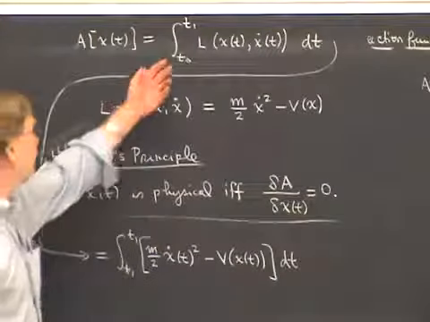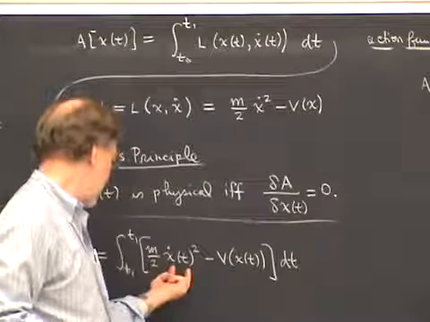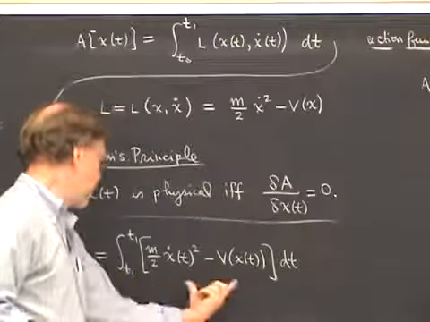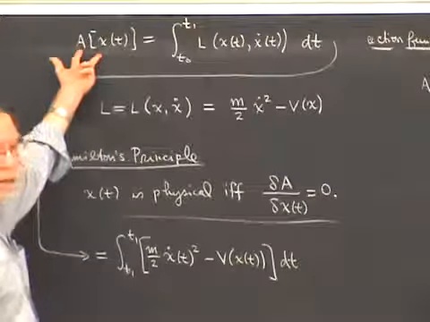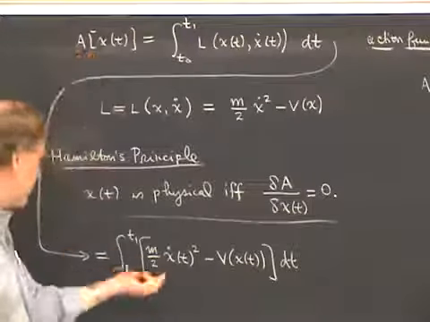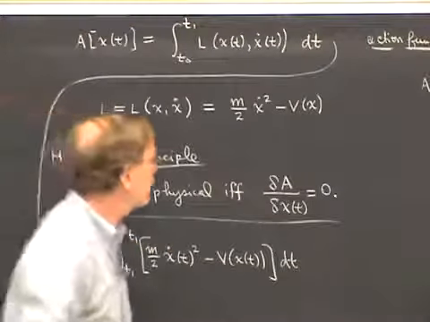We just take our path x of t, we differentiate it, get an x dot, plug it into this formula, we integrate it as a function of time, we do the integral, the number comes out, and that's what we call the action along the path. And remember that this does not have to be a physical path.